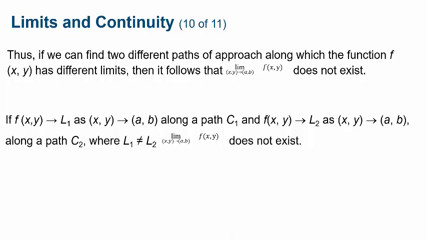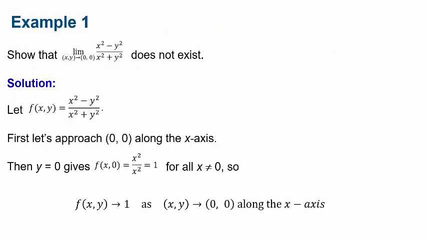Okay, so what this is saying is if f of x, y goes to L1 as x, y goes to a, b along the path C1, but then f of x, y goes to L2 as x, y goes to a, b along a different path C2, then we can say that since L1 does not equal L2, the limit does not exist. All right, let's show that this one doesn't exist and what I mean by these paths.